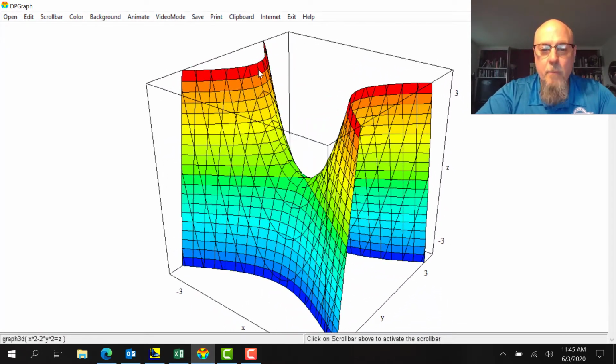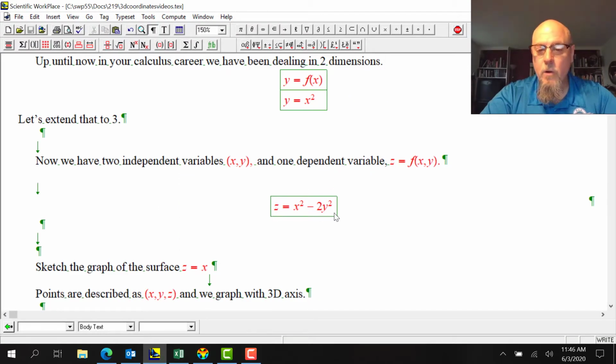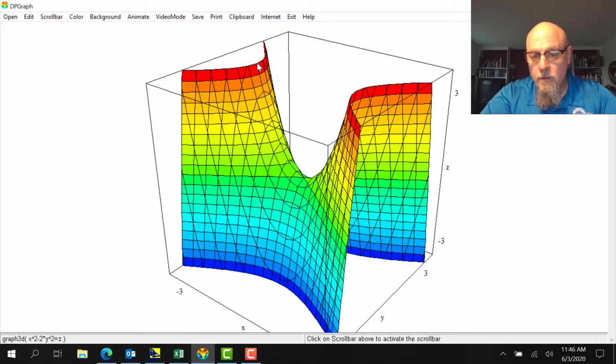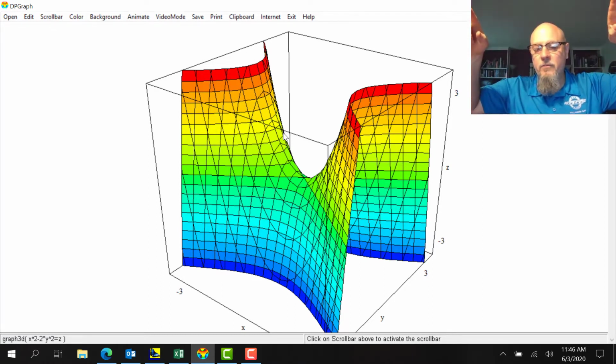Now I can see an upward-facing parabola. Yeah, that's the x squared. And if you choose a y, pick any number, plug it in for y. If I make y equal to 0, then z is equal to x squared. So everywhere along y equals 0, you're going to have this upward-facing parabola z equals x squared.